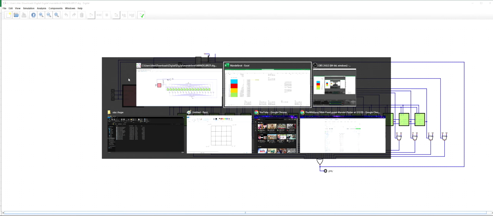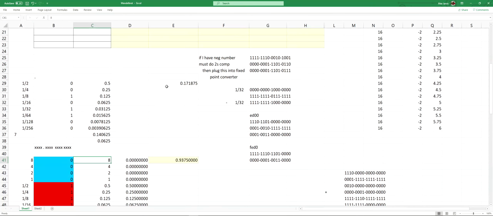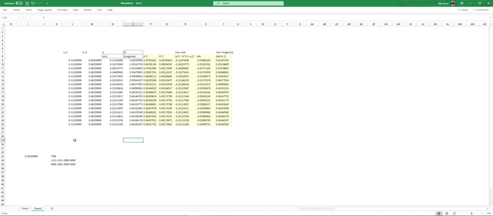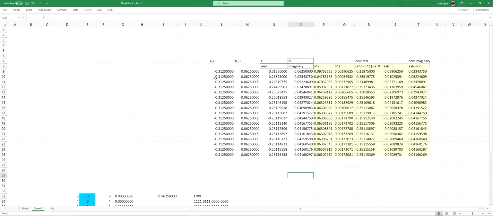So first off, I kind of want to explain how Mandelbrot works. The way Mandelbrot works is, if we go here into the sheet, we have some real and imaginary constants that we put in, or well, they are a constant that we give it initially. So I initially gave it negative 0.3125 and positive 0.0625 for the real and imaginary part. What it did is then it squared A, it then squared B, and then did a squared minus b squared, and it added back the original a, which is in this column.